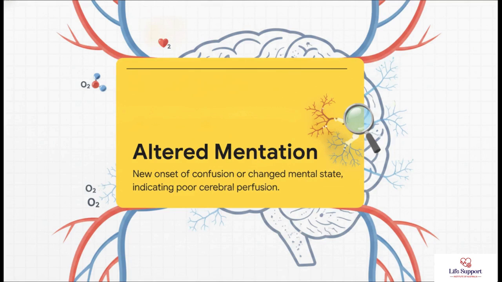Now, what's really interesting about this slide is our third criterion, altered mentation. This one is a huge red flag. If your patient suddenly shows up with a new onset of confusion, maybe a reduced level of consciousness, or really any acute change in their mental state at all, you need to pay attention immediately. Why? Because this is a clear, undeniably direct sign of poor cerebral perfusion. The brain is literally being starved of oxygenated blood.